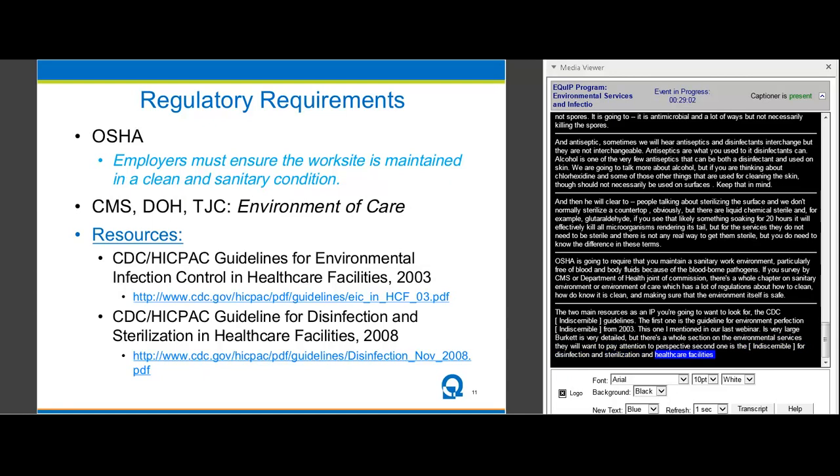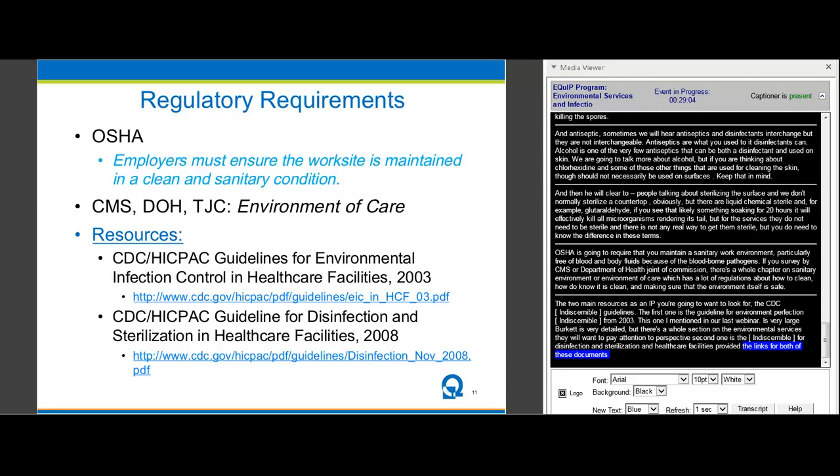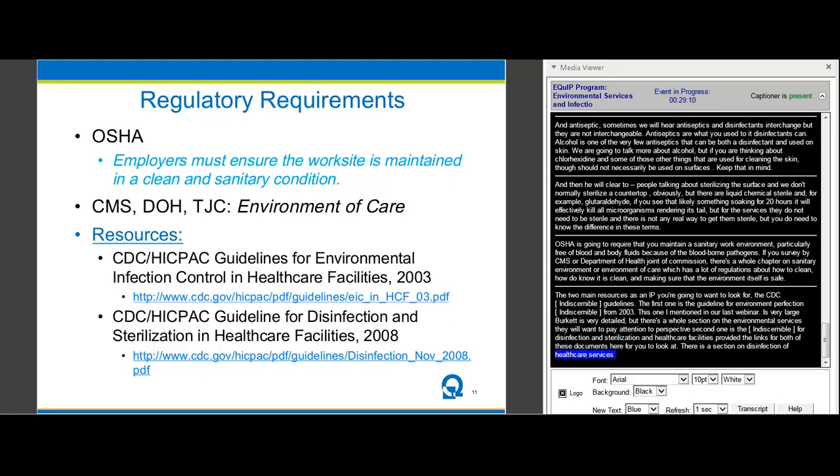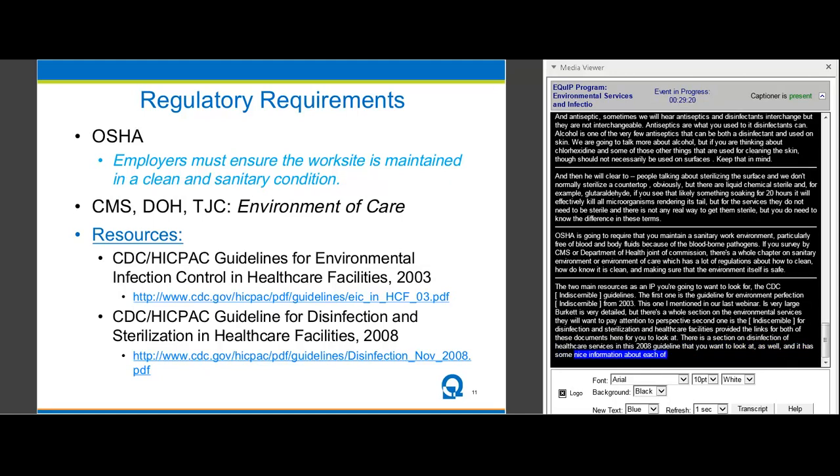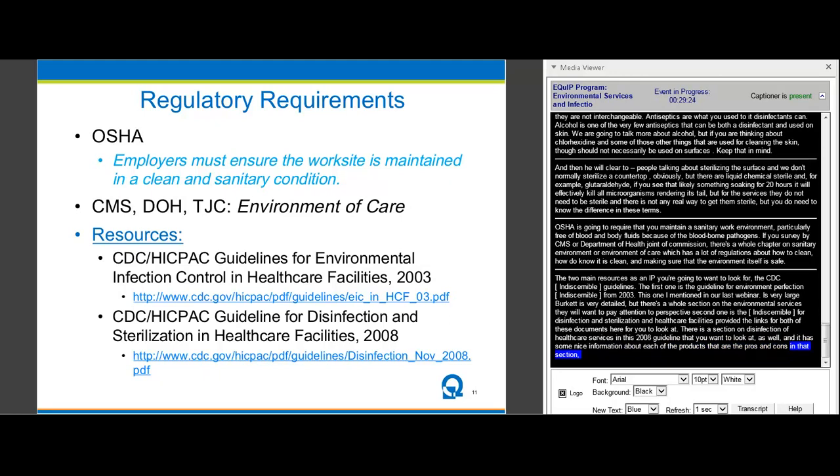There is a section on disinfection of healthcare surfaces in this 2008 guideline that you'll want to look at as well. And it has some nice information about each of the products that are the pros and cons in that section. So you'll get a lot of good information there. And I've taken some of it out for this presentation, so we'll go over it in just a minute.